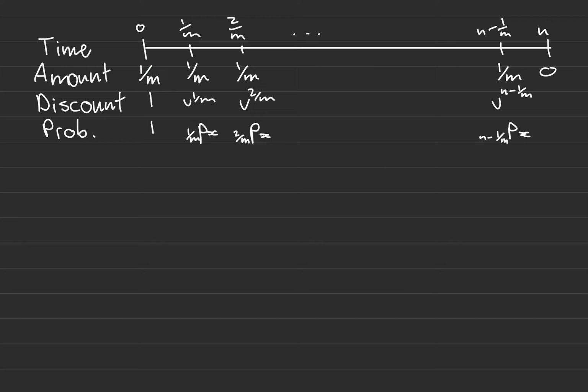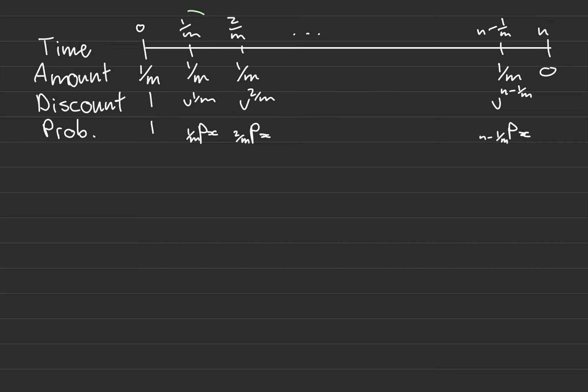Previously I had a year as my unit of time, but now I'm dealing with m periods in that year, and so this is payable every 1 over m years. So the first payment could be either at 0 or 1 over m, but then subsequent payments must happen every 1 over m years.